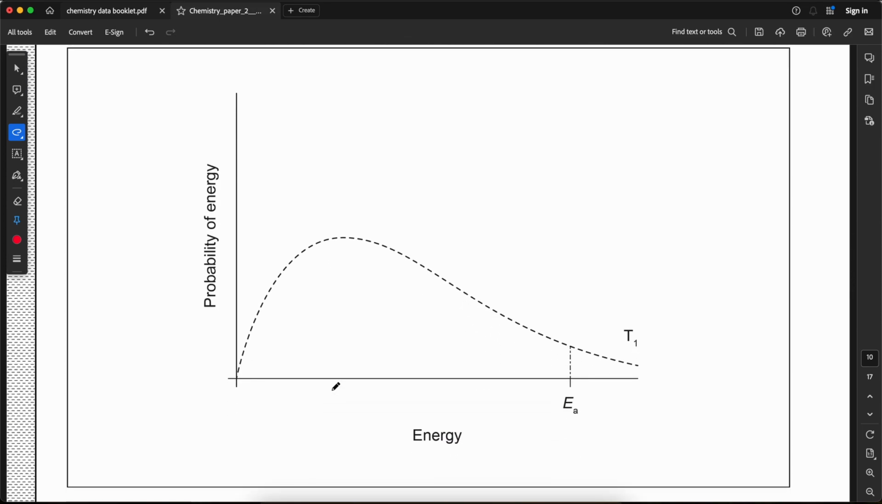Okay, when you find a curve that is slightly lower and then slightly to the right side, it means the temperature is higher. So we need to draw the lower temperature. It needs to be a bit up and down like this. Make sure that you don't touch the x-axis. So this is the lower temperature.